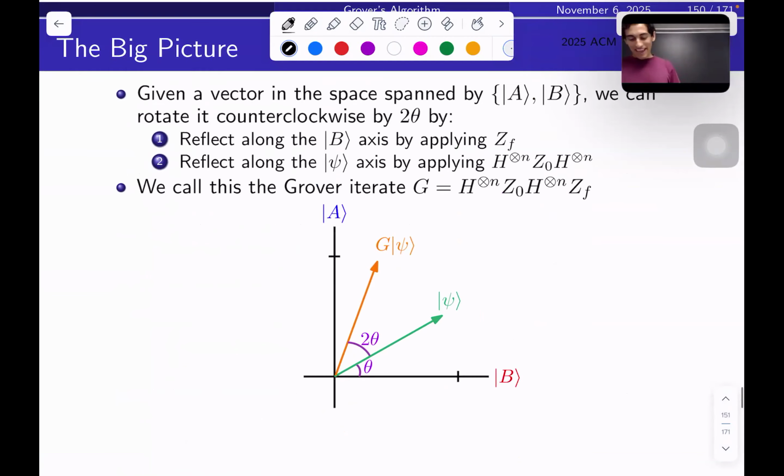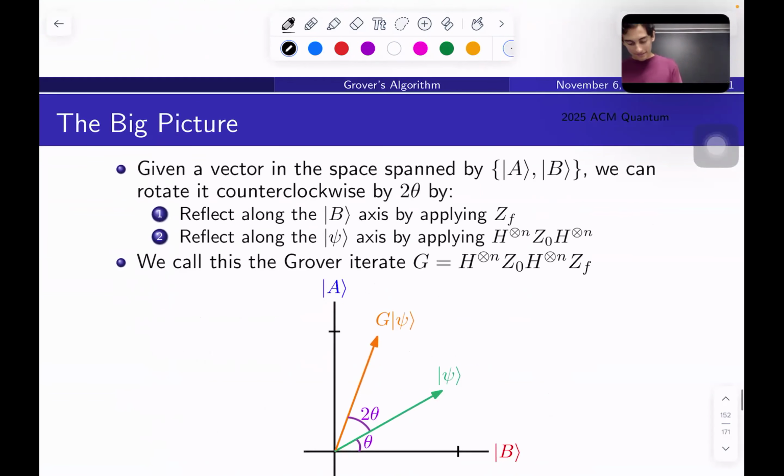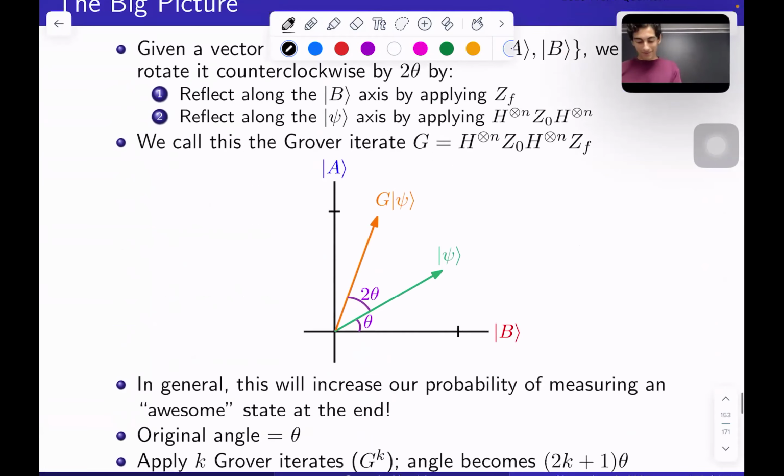And this is what we call the Grover iterate. It'll basically perform this 2 theta rotation. It'll first apply Z_f and then apply this reflection around psi. So if you start with some psi and apply this Grover iterate G, you'll increase the angle by 2 theta. And that'll get you closer to A for most vectors. Makes sense in the big picture now. Questions in Zoom? Okay. Again, it increases our probability of measuring an awesome state.